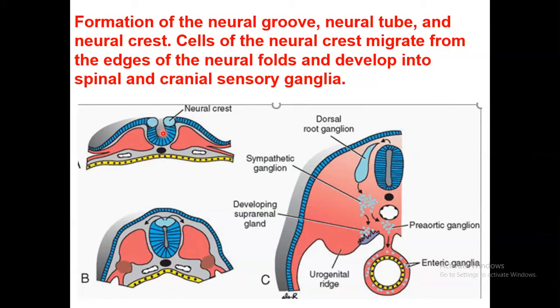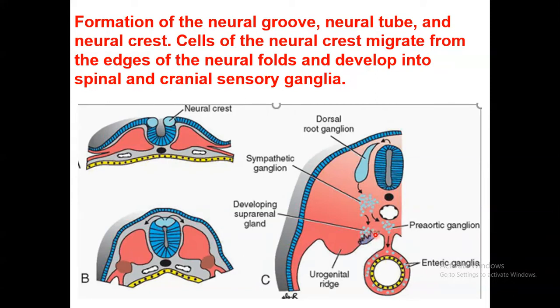In the surface ectoderm, in front of the notochord, the surface ectoderm becomes thickened and gives rise to the neural plate. Then this neural plate forms a groove which is known as the neural groove. After that, when this neural groove becomes the neural tube, the neural crest cells shift. In this diagram you can see these neural crest cells going to different parts of the body for the development of different structures.